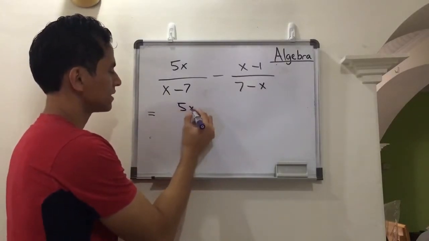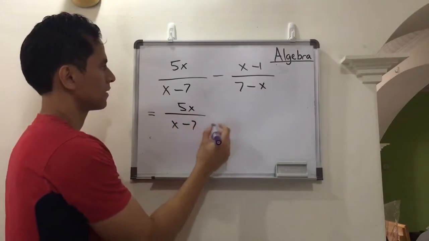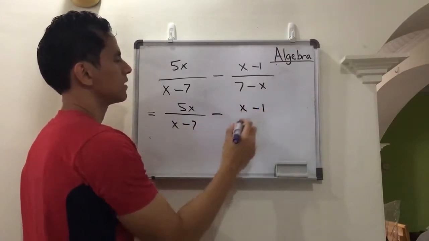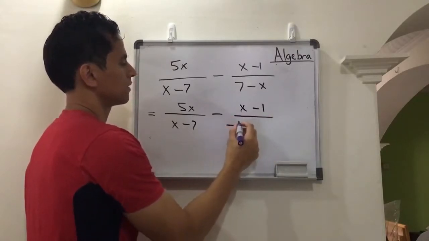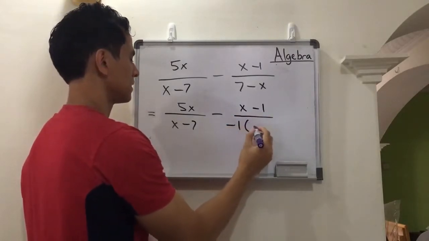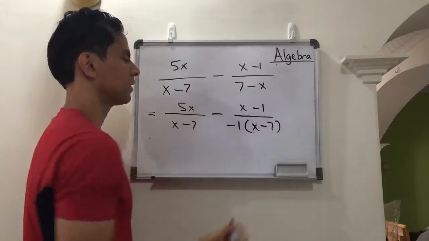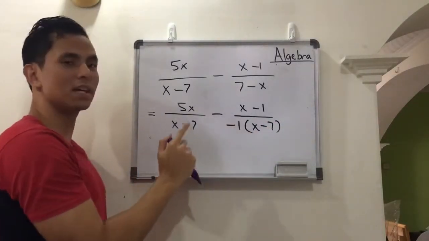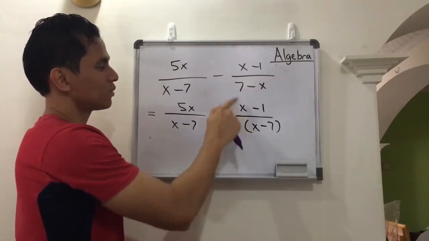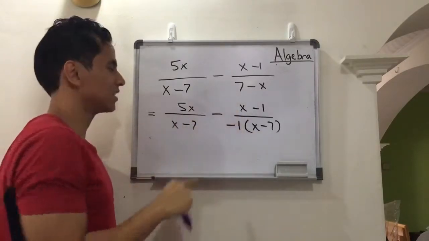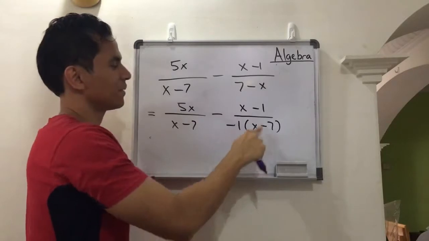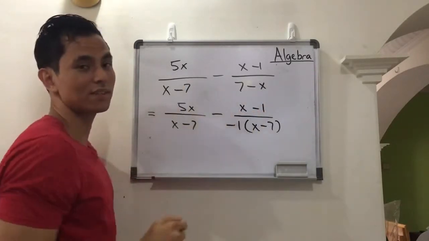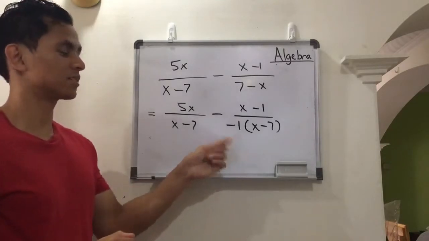I can just rewrite this as the same, minus 1 times x minus 7. Okay? You see now what happens? I factorized out -1. If I were to expand it back in, would I get the original? Let's check. -1 times x gives me a minus x, and -1 times -7 gives me +7. So therefore, this step here is correct.